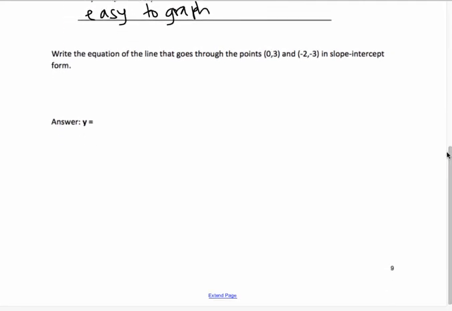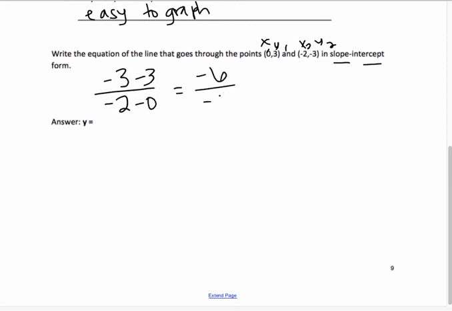So it says write the equation of the line that goes through the points (0, 3) and (-2, -3) in slope-intercept form. So in order to do slope-intercept form, I need the slope and the y-intercept. So I need to find the slope here. I'm going to say this is x1, y1, x2, y2. So I'm going to say -3 minus 3 over -2 minus 0. -3 minus 3 is -6. -2 minus 0 is -2. -6 divided by -2 is 3. So my slope is 3.